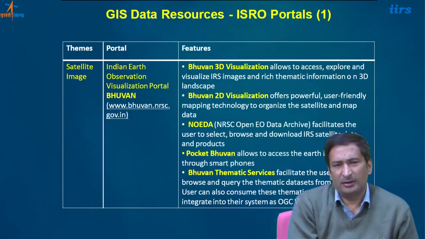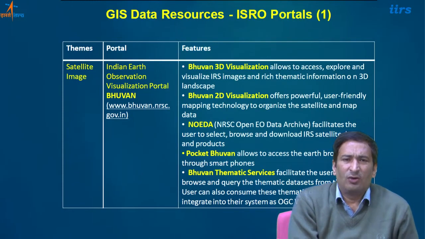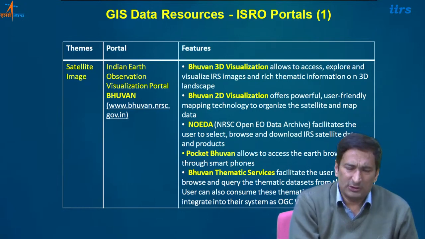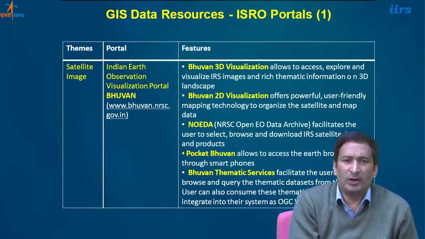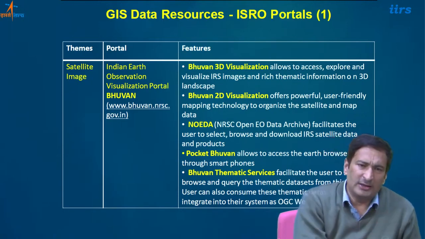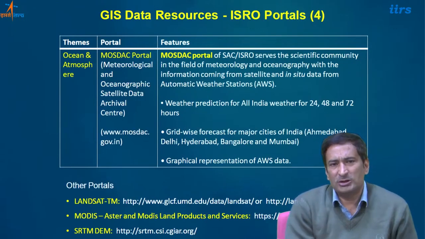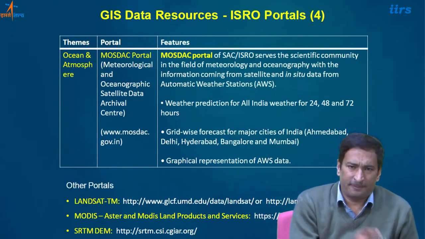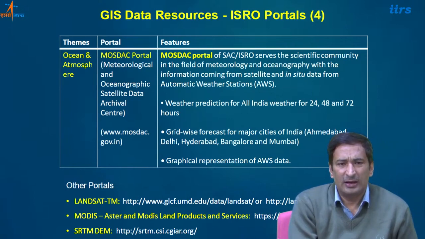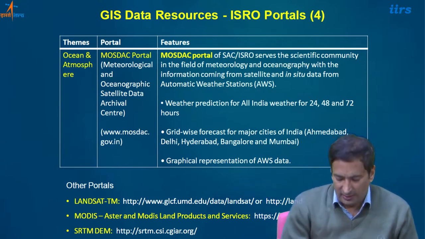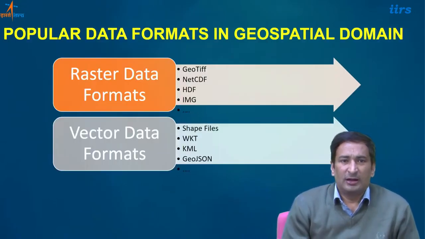These are some of the sources from where we can get the data. One is from ISRO, the Bhuvan Geo Portal, where a huge wealth of data is available. Some of the data you can download, some you can use as a web service in your processing as well. I will share the slides with you. Similarly, we have the MOSDAC portal, which gives you weather data sets. Other portals provide satellite images from Landsat, MODIS, SRTM. There are numerous sources.